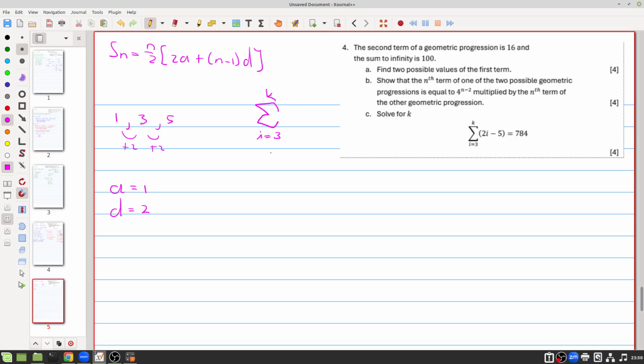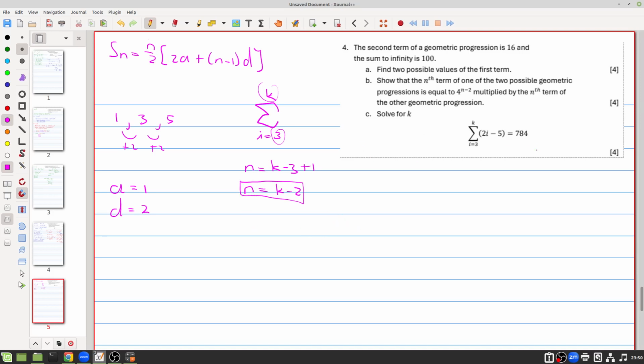So the number of terms is going to be the top minus the bottom plus 1. So our number of terms for our equation is going to be top, which is k, minus the bottom, which is 3, plus 1. If we simplify that, we get k minus 2. So that is our n that we're going to use in this formula. Alright, so let's use that.